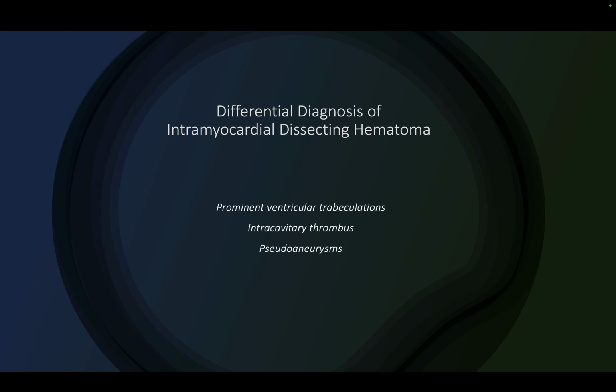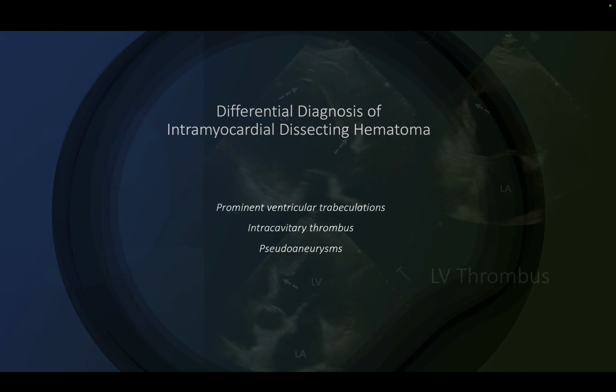Then what is the differential diagnosis? Very critical, and the most important differential diagnosis is what? Is the thrombus, the laminated thrombus in the LV apex. This is very, very important to differentiate, because if it is a thrombus, then the treatment strategy is different. You are going with anticoagulation, right? And in cases of hematoma, anticoagulation is going to worsen things. So it's critically important to differentiate between the two.